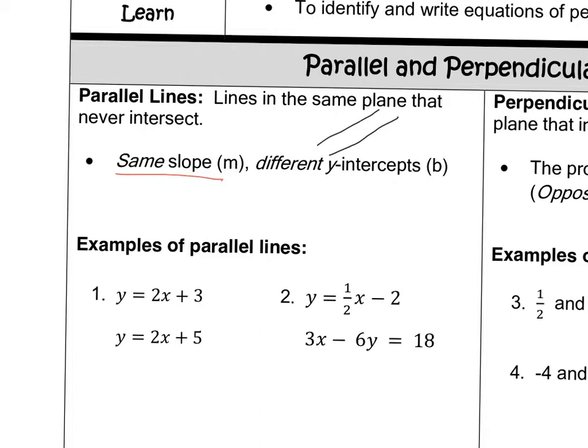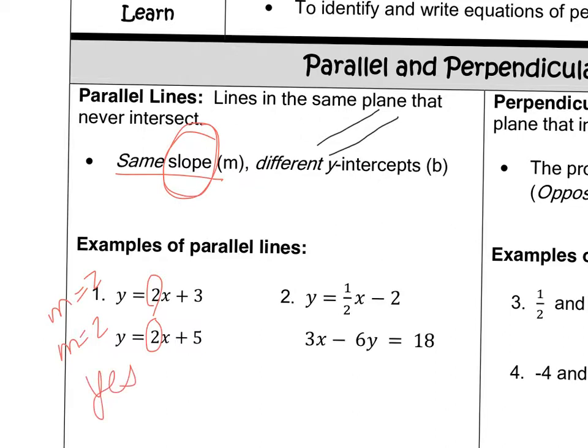So the way we check to see if lines are parallel is we're looking at the slope. If the slope of our lines is exactly the same, they're parallel. So example 1, very simple to see. We've got a slope of 2 on both of ours. And so it's very simple to see that, yes, these are parallel.